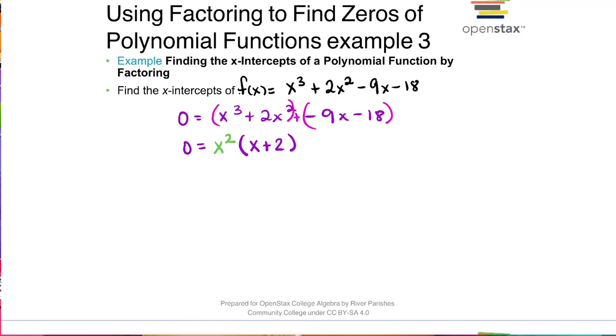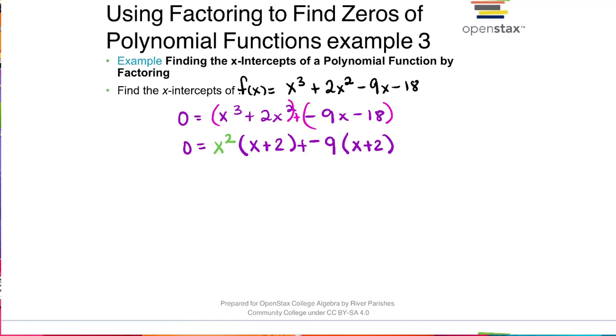Alright, so what do these two numbers have in common? Negative 9x and negative 18. Well, they definitely have a negative in common. And 9 will go into both 9x and negative 18. So I'm going to factor out a negative 9 and then ask myself, what do I multiply times negative 9 to get negative 9x? That would be x. And what times negative 9 would be negative 18? That would be positive 2.